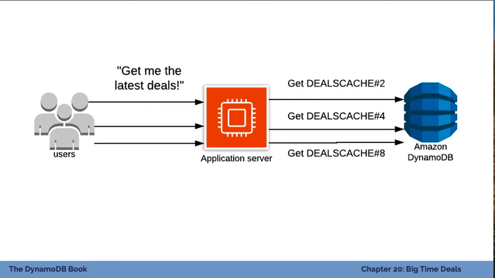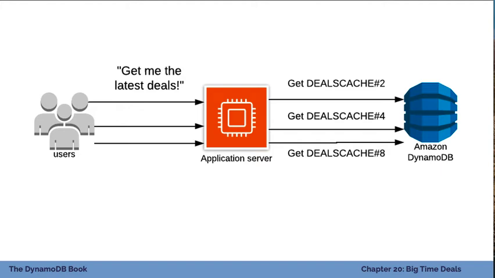So all these users are coming in at the same time. They're hitting your application server saying, give me the latest deals. You can just choose a random number between 1 and whatever the number of items you have. They'll get that, and each one can go to a different item in DynamoDB, which will be stored on a different node, and it'll alleviate some of that read throughput issues you might have if you're trying to do more than 3,000 reads per second on a single item.